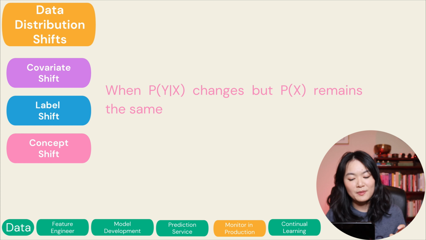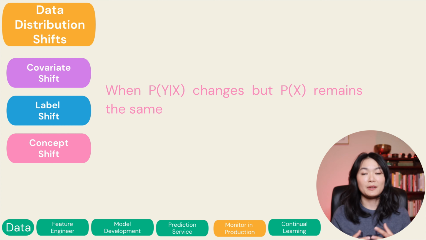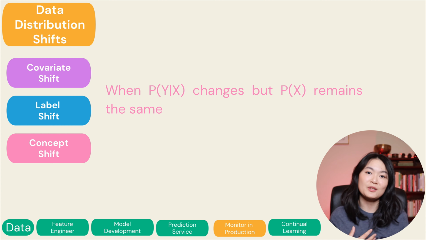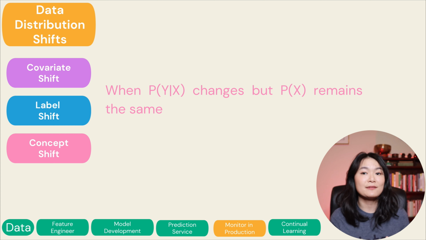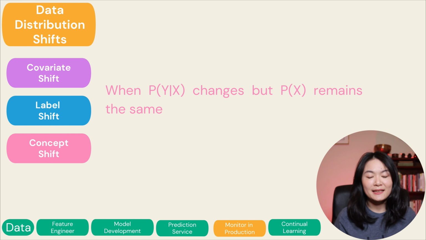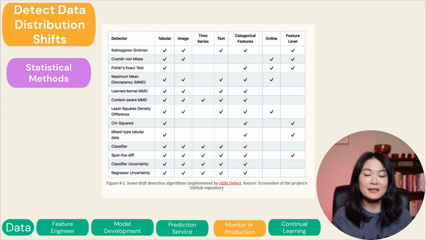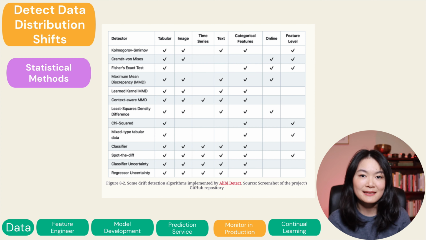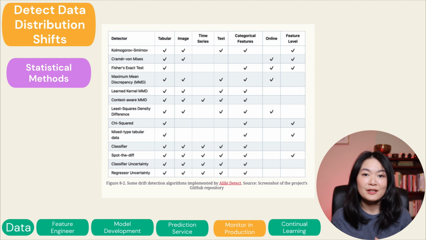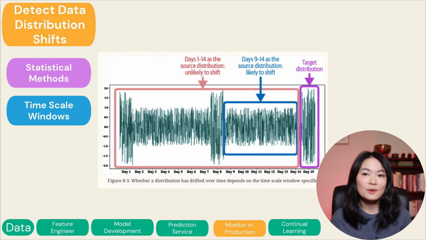Concept drift is when P(y|x) changes but P(x) remains the same. For example, because of COVID, the conditional distribution of the price of a house given its features has changed. To detect data distribution shifts, we can use statistical methods, for example, a two-sample hypothesis test like a KS test. And there are many other tests out there.